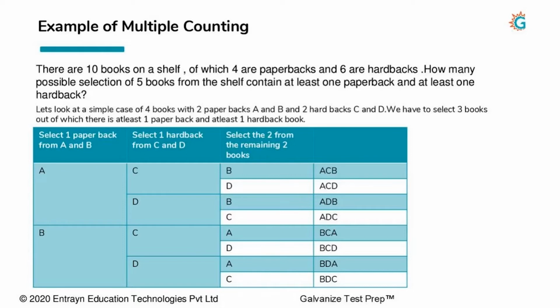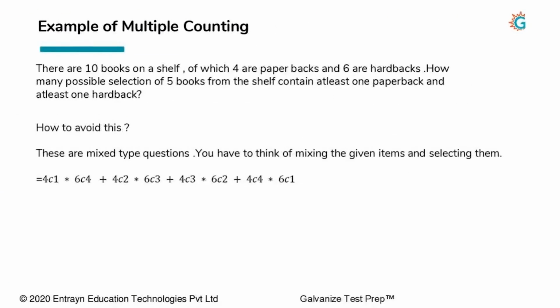Right. So how do you avoid such a mistake? As Dhruv has rightly put, you go for a mix and match. That is a very important strategy for these kinds of problems. When you have 2 or 3 more categories in a given question, then you have to go for this mix and match. That is, I select 1 book from paperback and 4 from hardback, 2 from paperback and 3 from hardback, 3 from paperback and 2 from hardback, or 4 from paperback and 1 from hardback.